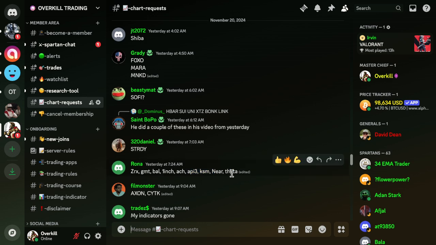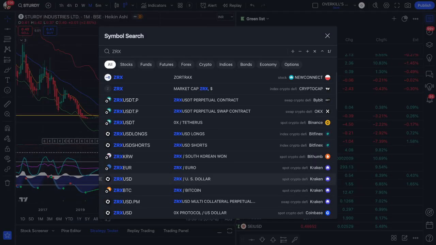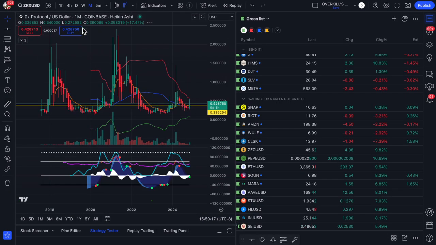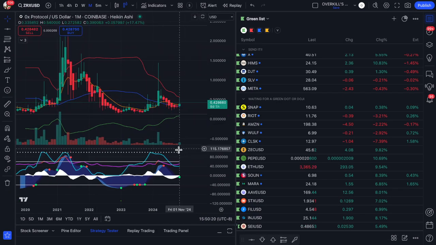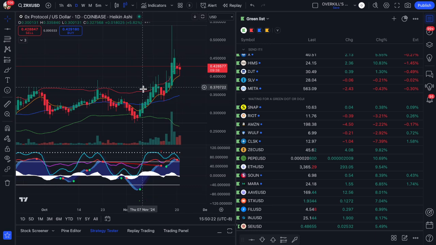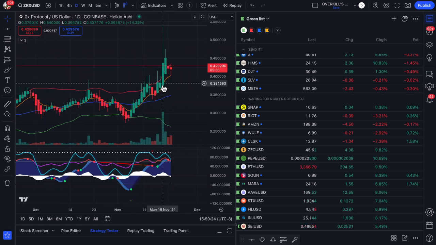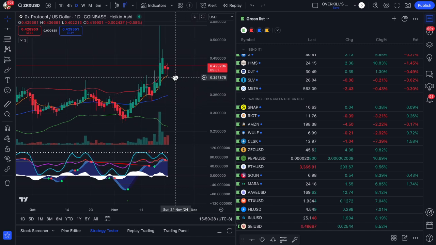We got ZRX from Rona. ZRX. Okay, that one's nice. Okay, got the green dot on the monthly. Looks really good. Okay, now we're waiting on a green dot to enter. Okay, got a 2 candle pullback. Let's finish that thing out. I hope that thing comes down to 35.